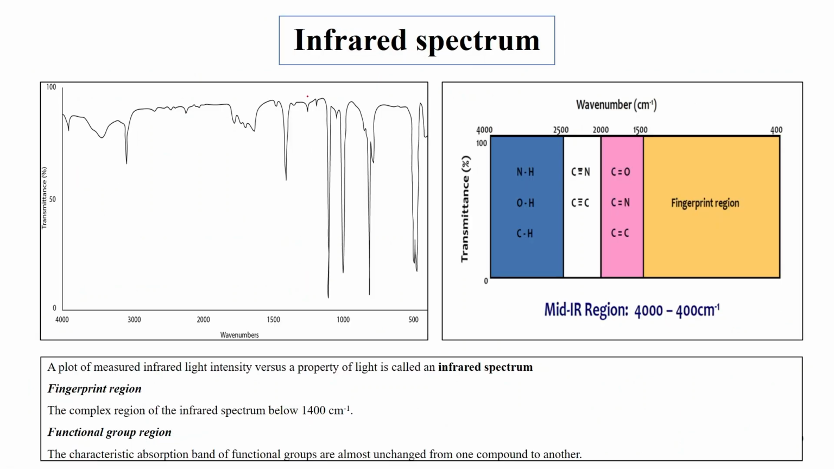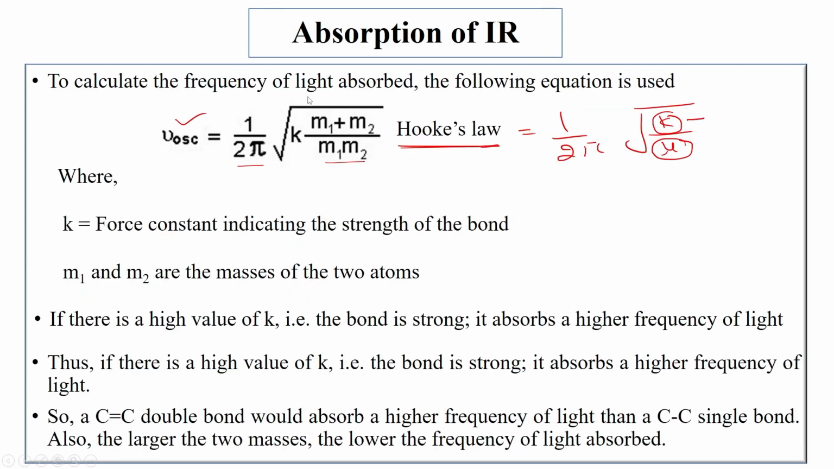So to calculate the frequency of the light absorbed, the following equation is used, where k is the force constant indicating the strength of the bond, whereas m1 and m2 are the masses of the two atoms. Now, if there is a high value of k, that is, the bond is strong, it absorbs a higher frequency of light, which is obvious.